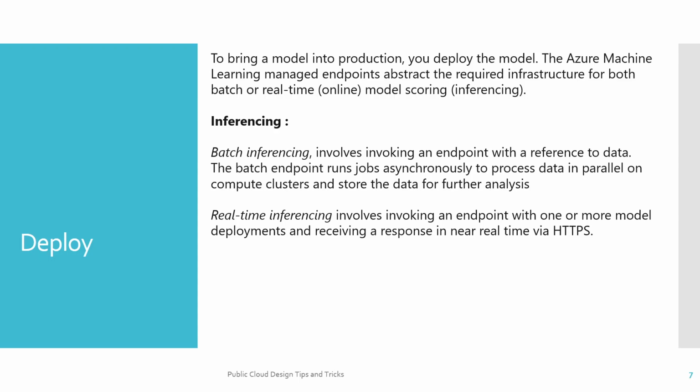Batch inferencing involves invoking an endpoint with a reference to data. It is nothing but a job run asynchronously to process the data in parallel on compute clusters. So that is how batch inferencing can be thought of. And real-time inferencing involves accessing an endpoint of a model, which is an HTTPS endpoint, on a real-time basis. So that is more of a deployment part.